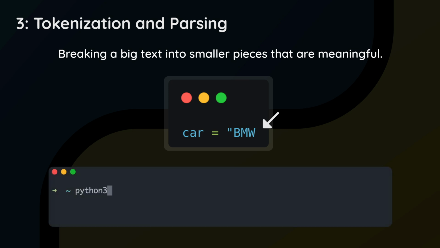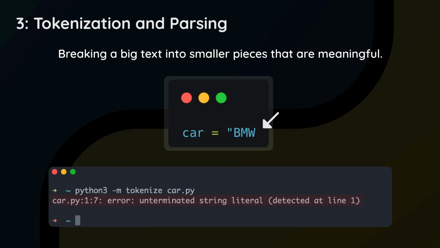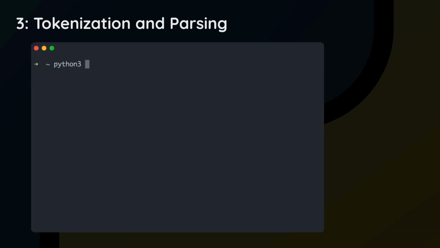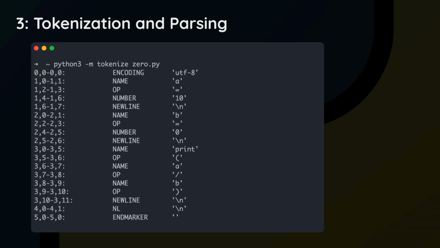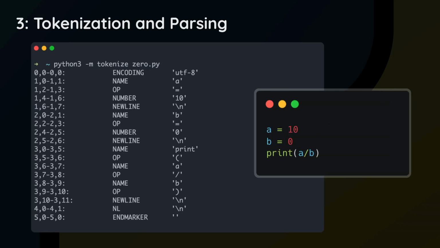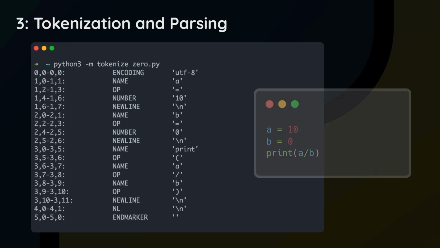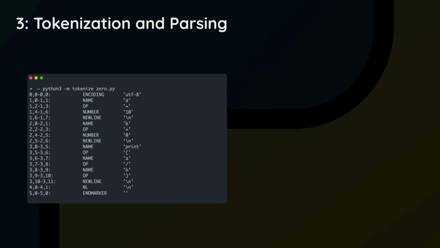When I try to tokenize this program in Python, it throws an error because it can't tokenize it, since it does not comply with Python grammar. But if you provide the program with valid grammar, it will tokenize it, even if the program has logical errors, for example, divide by 0. Tokenization is a great step, but it's not enough.